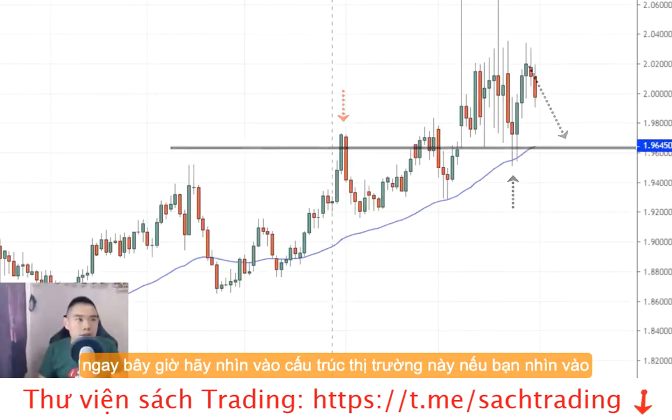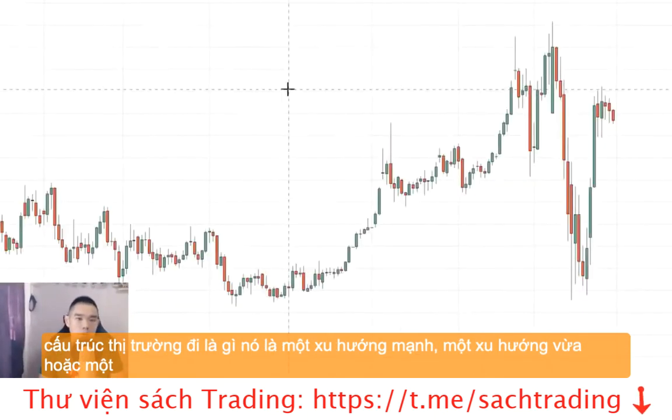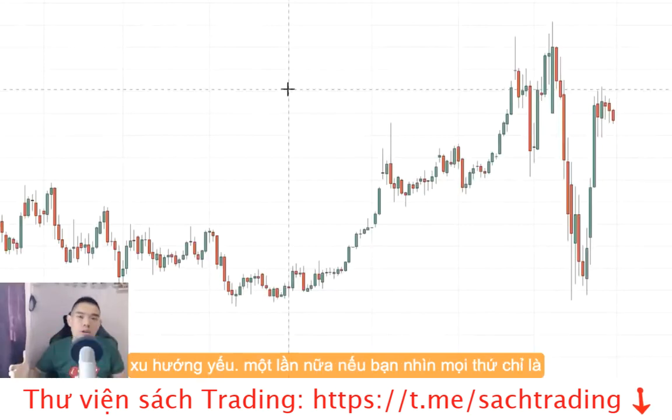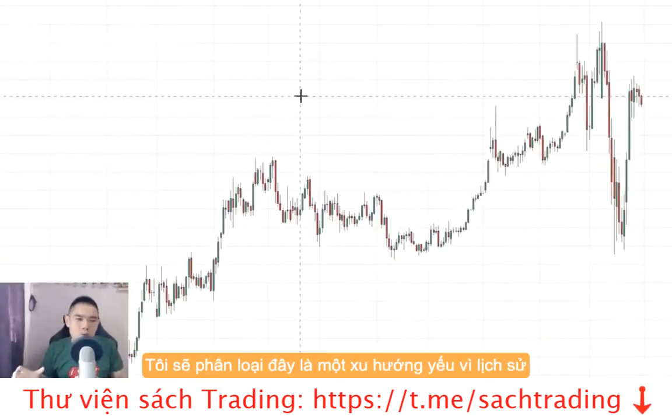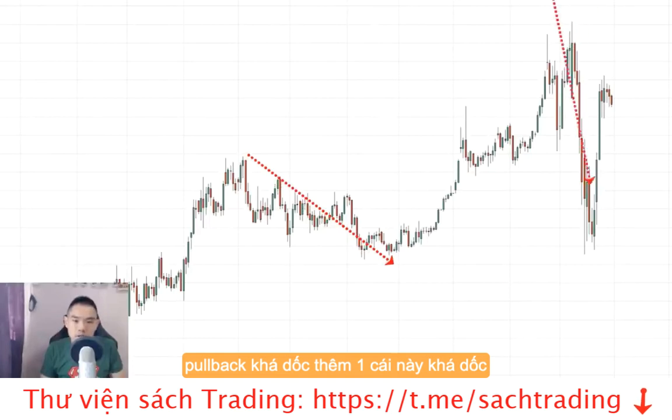Another one. Let's look at this market structure now. Gold. If you look at this market structure of gold, what is it? Is it a strong trend, a healthy trend, or a weak trend? Again, if you look at things, just zoom out a little, to me, I would classify this as a weak trend because the historical pullback has been pretty steep. This one is pretty steep.